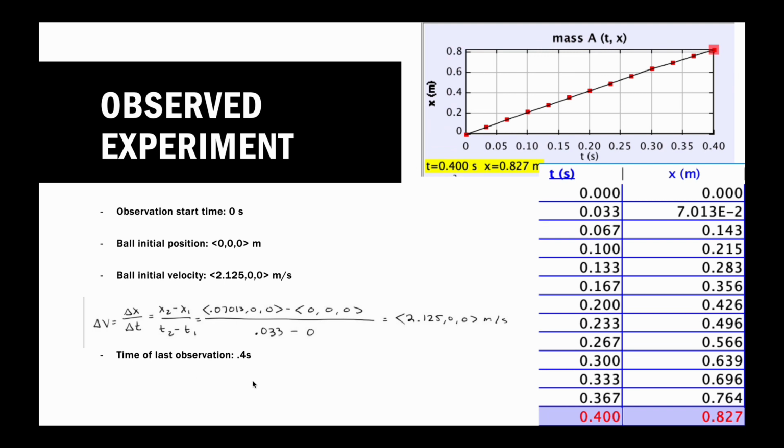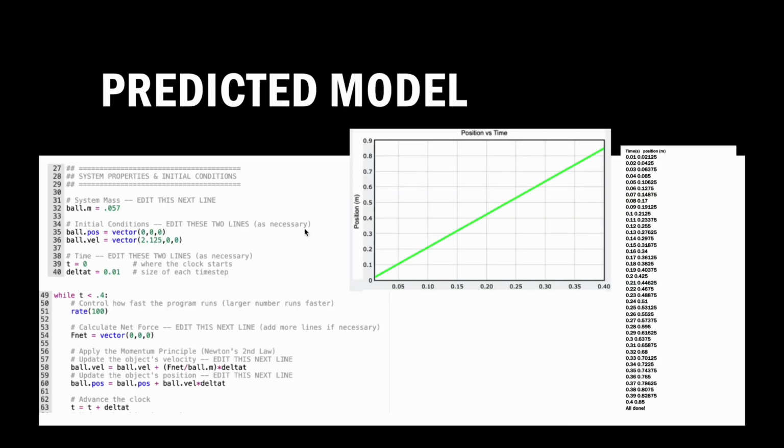And then the time of the last observation was at 0.4 seconds. And so I plugged all of this data, also including the average mass of a tennis ball, which is 0.057 kilograms, into the code. And so I plugged that in here. I plugged the position, the velocity. I also inputted the last time.